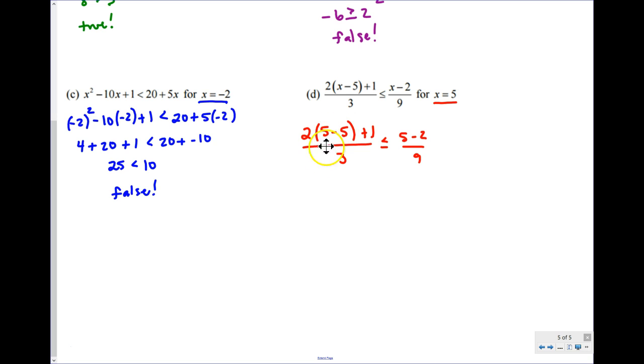This top part, 5 minus 5 is 0, so I get 2 times 0 plus 1 over 3 is less than or equal to 5 minus 2, which is 3 over 9. 2 times 0 is 0, so that kind of just cancels out and is gone, and I'm left with 1 divided by 3. And then 3 divided by 9, if you put that in your calculator, simplifies to 1 over 3. Is 1 over 3 less than or equal to 1 over 3? Yes, it's equal, so 5 works with that inequality.